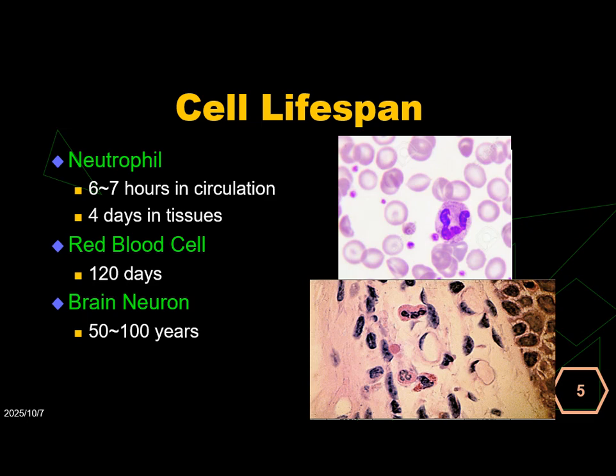So in the same organism, human, you have cells in different tissues that have different lifespans. Why? For any cell that has a really long lifespan, for example brain neurons, or even your cardiomyocytes.